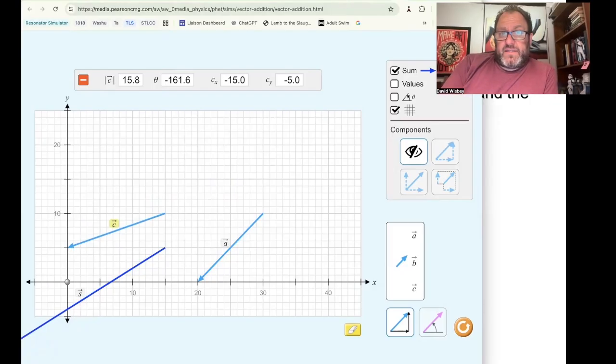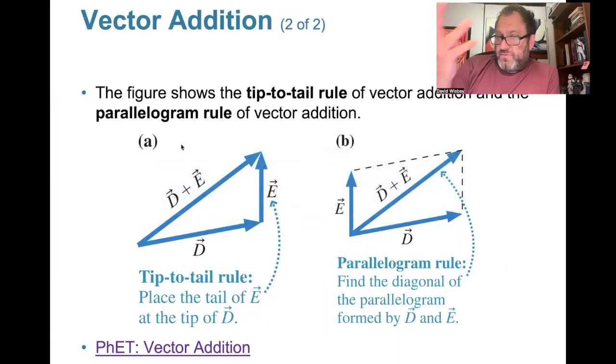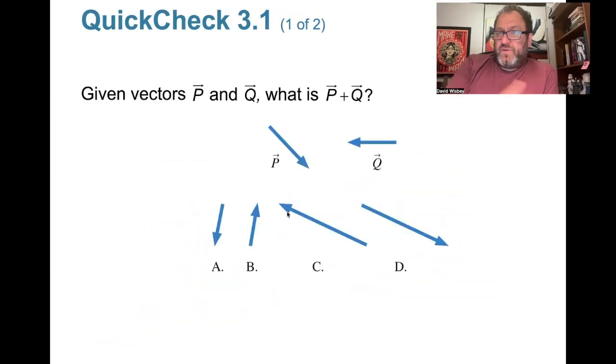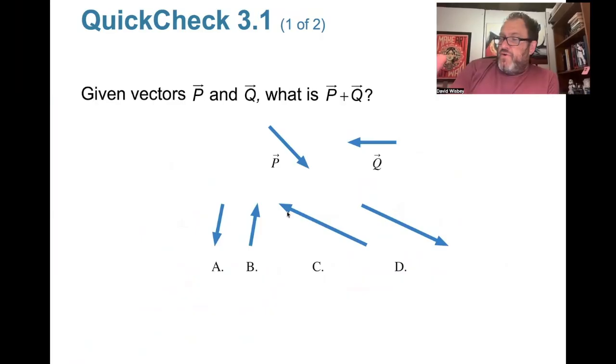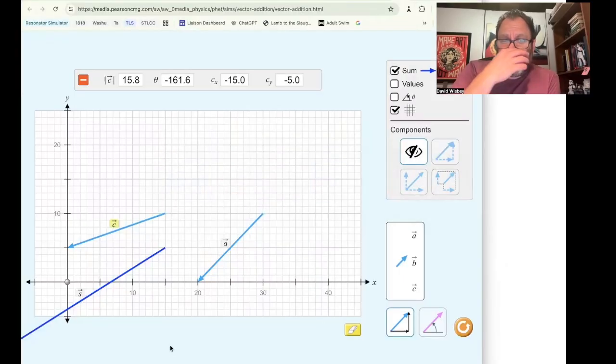All right, let's go back to the presentation. I hope that the presentation helps you. I want to go through this stuff so you get it. I know a lot of people haven't ever taken physics before. All right, given the vectors P and Q, what is P plus Q? Well, let's go to the app. We don't have to imagine it. I mean, you should imagine it.